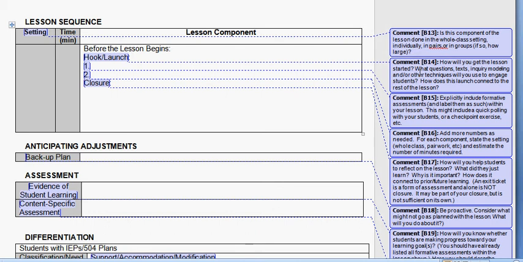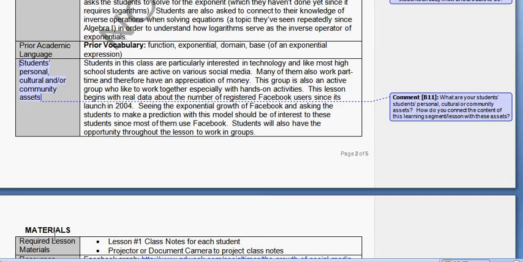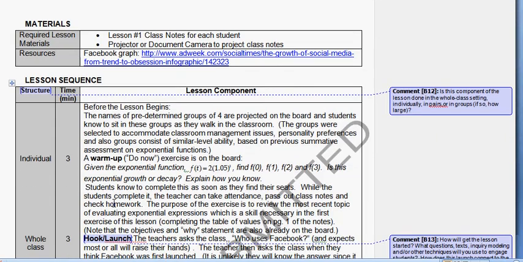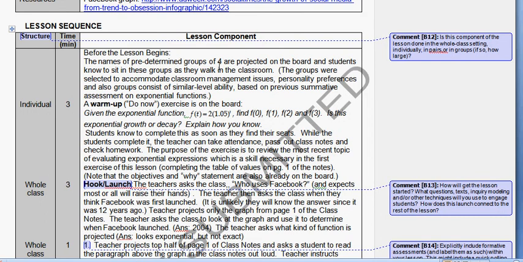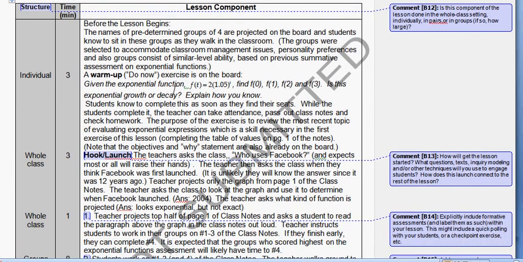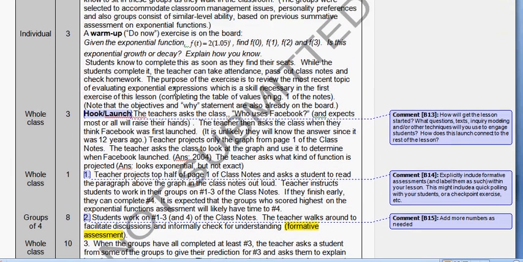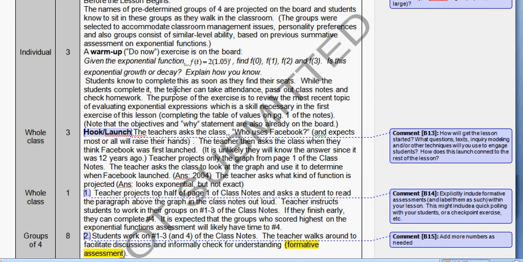So really you want to think about, how will you get the lesson started? What questions or texts or inquiry modeling and or other techniques will you use to engage the students? How does this launch connect to the rest of the lesson? Okay, so just to give you an example, in this lesson plan, I have something on the board before the lesson begins. I have a warm-up on the board. So again, that might be a little bit more of a math-specific thing.